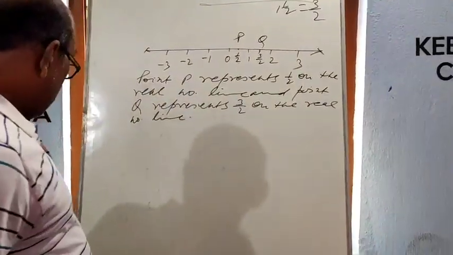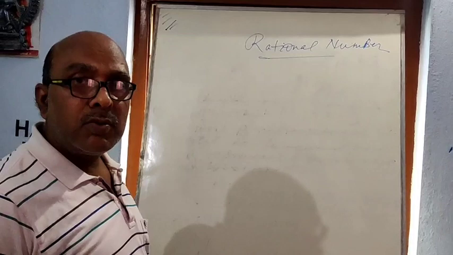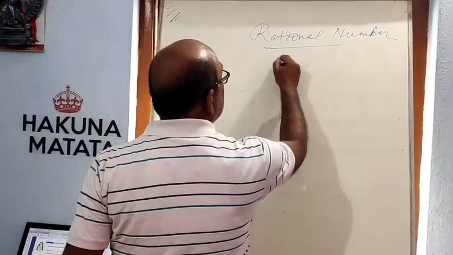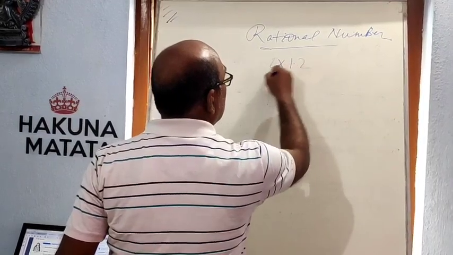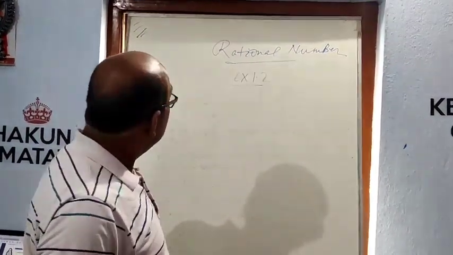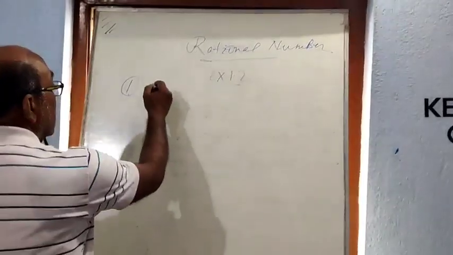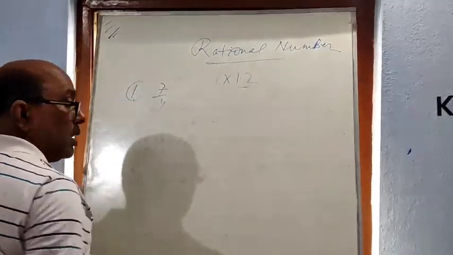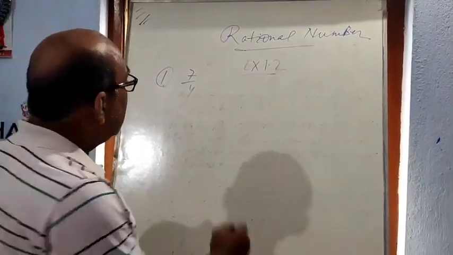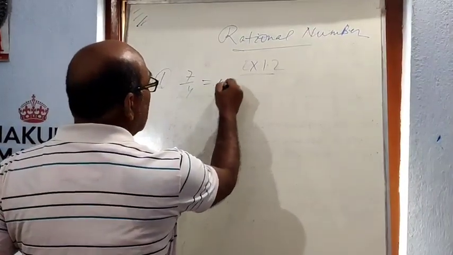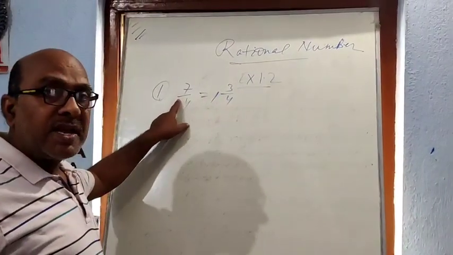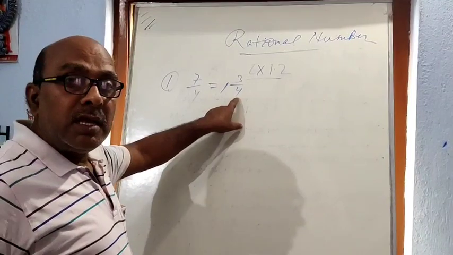Now we come to exercise 1.2. The first question of exercise 1.2 is 7 by 4. You have to represent this number 7 by 4 on the real number line. 7 by 4 means this number is one integer 3 by 4 in mixed fraction. This is an improper fraction.